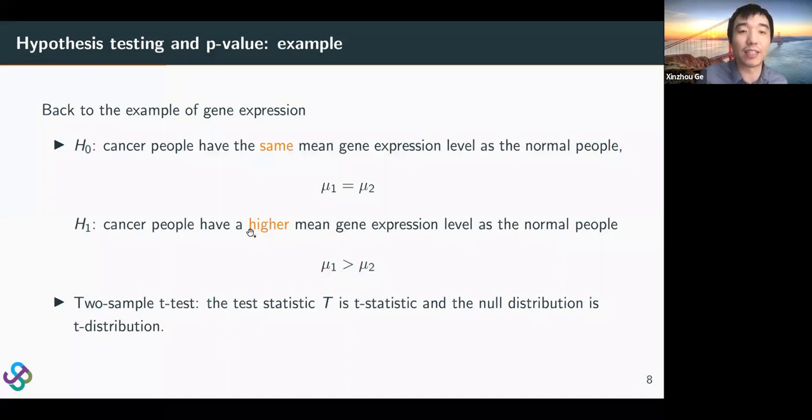In fact, we can change the alternative according to our interest. For example, the alternative can also be that cancer people have a different gene expression level from the normal people. In that case, the alternative will be mu1 not equal to mu2. But in all cases, the null hypothesis will still be the same, mu1 equals mu2.